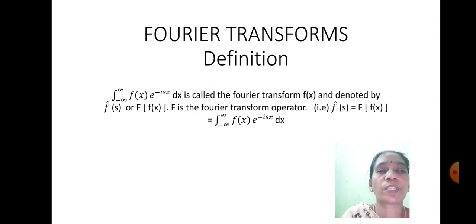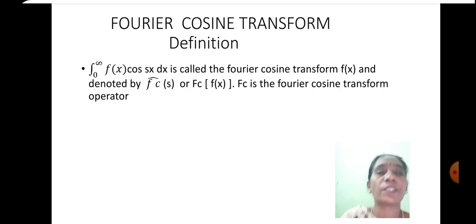Definition of the Fourier transform: integral from minus infinity to plus infinity of f of x e to the power minus isx dx is called the Fourier transform of f of x and denoted by f cap of s or capital F of small f of x. F is the Fourier transform operator, that is, f cap of s equals capital F of small f of x, which is equal to integral from minus infinity to plus infinity of f of x into e to the power minus isx dx.